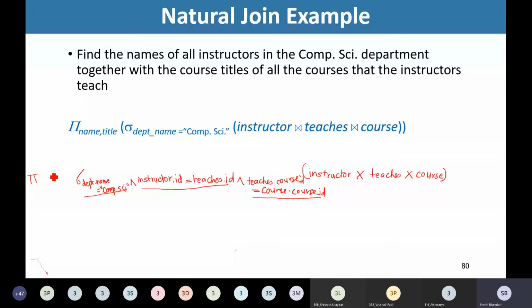And in addition, what we would like to list out, we want to list out name and title. So we should have this projection operation along with this. So this is how we can write this query using the Cartesian product. So both are actually the same. Both are providing us the same result.